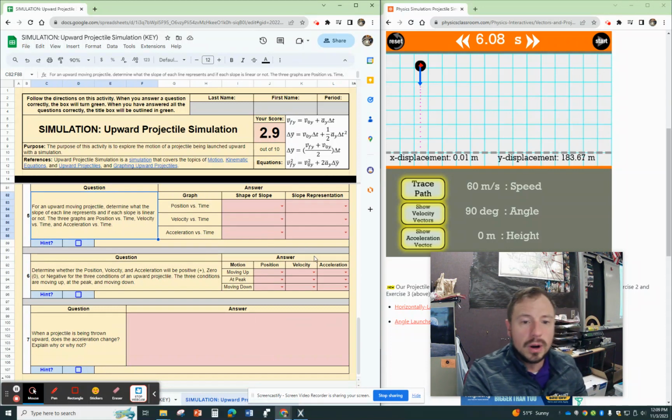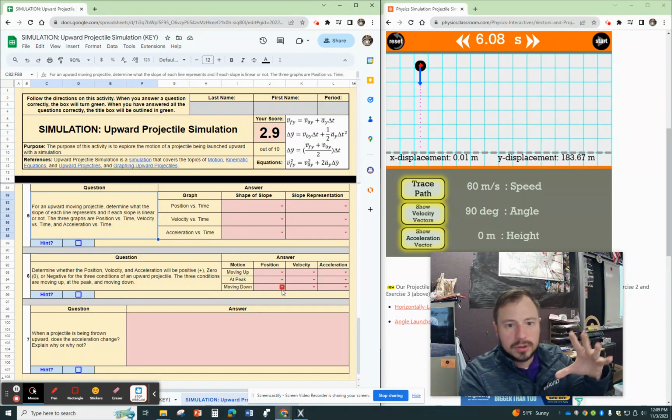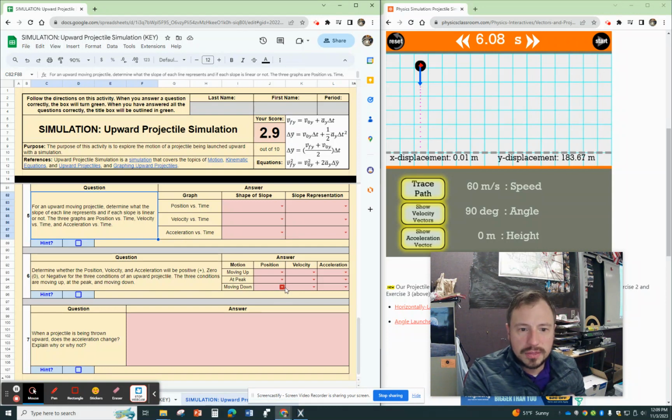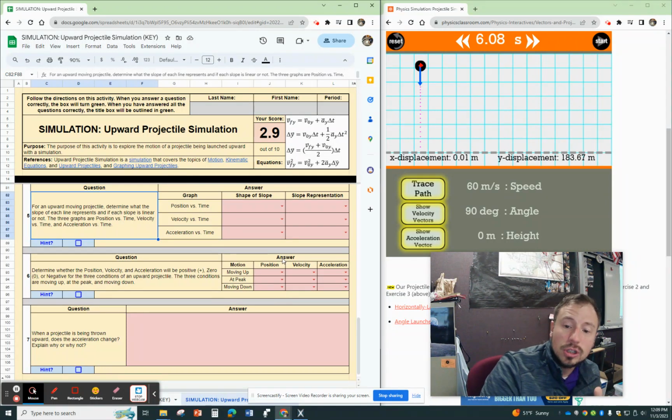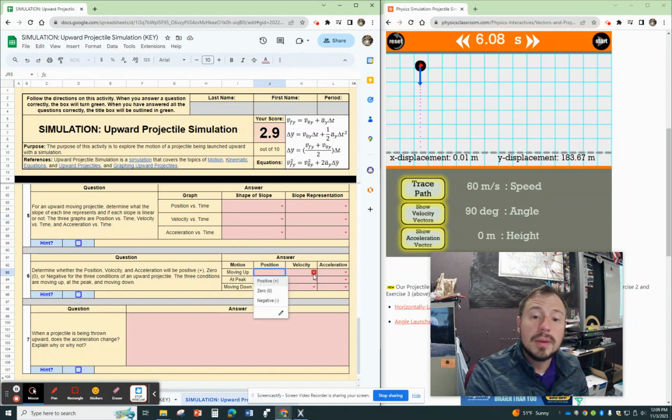So now this part, I've got three different conditions, right? So one, the projectile is moving up, at the peak, and then when the projectile is moving back down. So I want you to look at this and look at the graphs and tell me, is the position for all three of these positive, negative, or zero, right? Then tell me about the velocity, and then tell me about the acceleration.